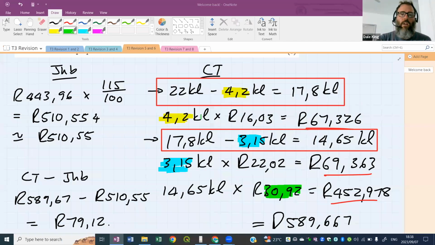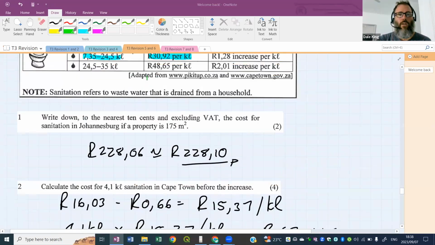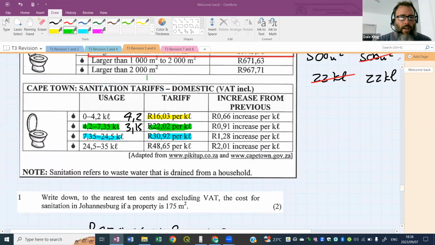If you give you a tariff table, they're usually going to ask you a question like this. When you look at the tariff table, we've got a first bracket up to 4.2, a second bracket up to 7.35, a third bracket up to 24.5, and they hit you with 30 kiloliters. We're going to go through the first, the second, the third, and end up in the fourth bracket, because the fourth bracket goes from 24 to 35.